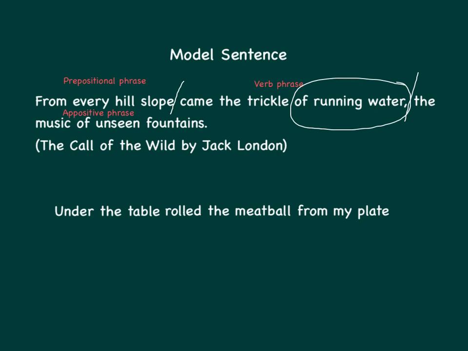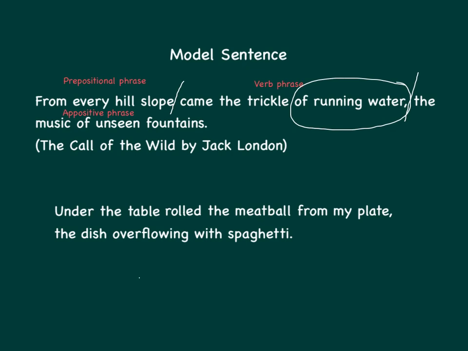Here's my verb phrase. Rolled the meatball from my plate. Here you'll see I have my verb, rolled, the meatball, and my prepositional phrase, from my plate. The last thing I need to add is an appositive phrase, some other noun phrase that will further identify my plate.